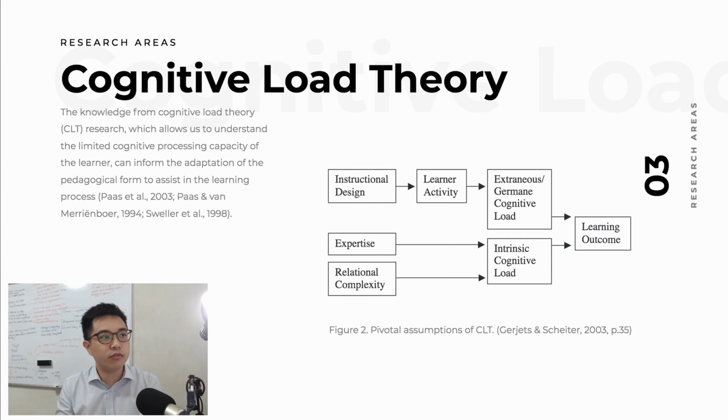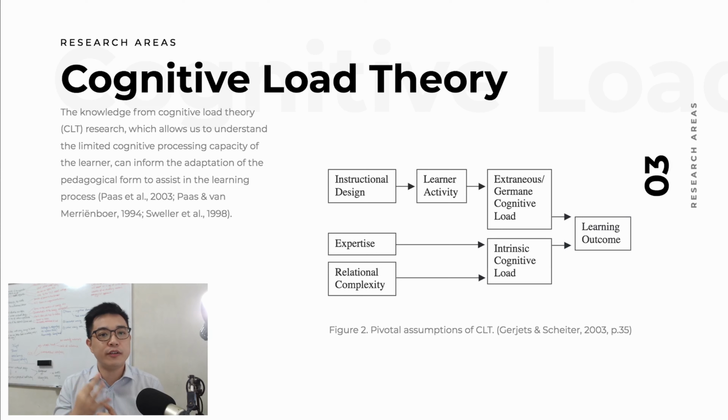So one of the domains under cognitive sciences is something called cognitive load theory, or CLT. The knowledge from CLT research helps us understand the cognitive processing capacity of the learner itself. There are a whole bunch of different things in there, but there are a couple of key assumptions. The key assumption is that there is a finite working memory, which is a temporary memory that we can work with.